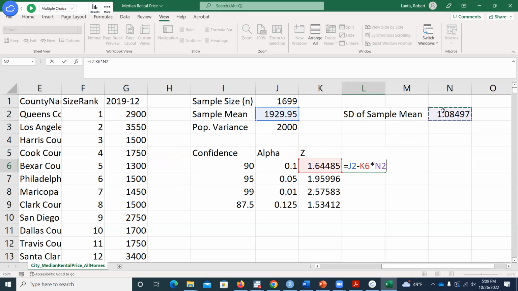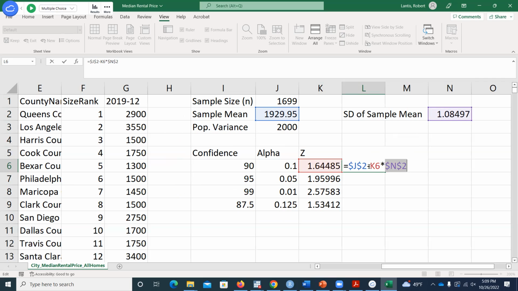Now, when I copy this down to get my lower bound for the next levels of confidence, the only thing that should be changing is my alpha value and the corresponding z value. So I'm still basing it off the same sample mean, and my population variance and sample size haven't changed, so neither will that standard deviation on my sample means. So I'm going to freeze those cell references. So that's F4 or Command T on a Mac.